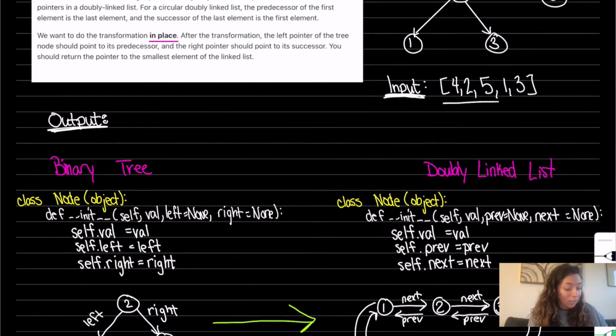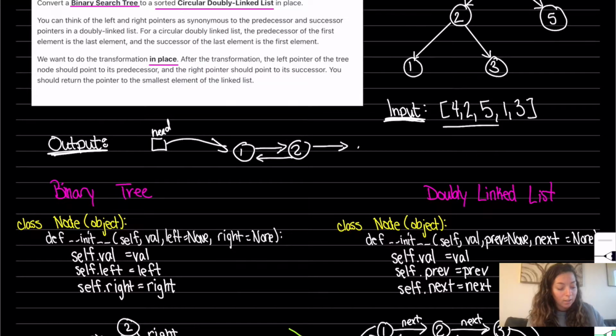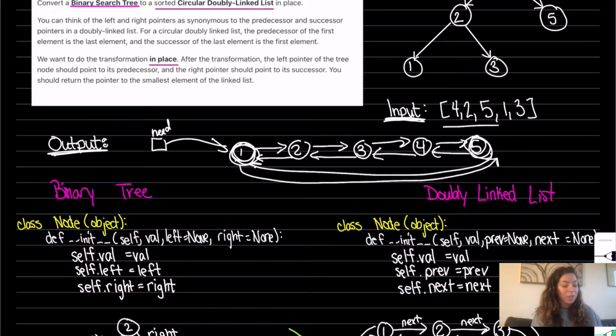What that looks like is we're going to have our output starting here with the head, going from 1 to 2, and then from 2 back to 1, 2 to 3, 3 back to 2, 3 to 4, 4 back to 3, then 5. And lastly, we're going to need to remember what this first node was and what this last node is so that we can loop. So that's going to be the output.